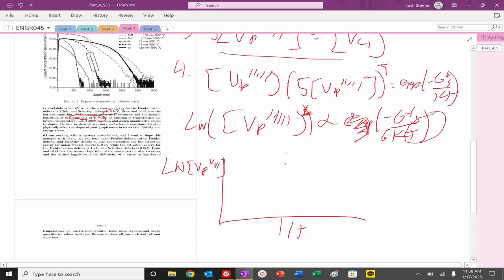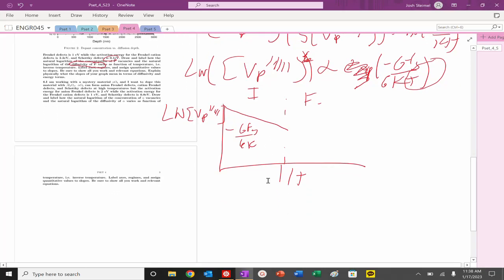So the slope, and again, intrinsic, extrinsic, why? At higher temperatures, intrinsic dominates. So our slope value here is going to be minus G formation of Schottky over 6K. So that will be the slope there. What about for diffusivity? Well, we know diffusivity is related to what? We actually derived that together in class.